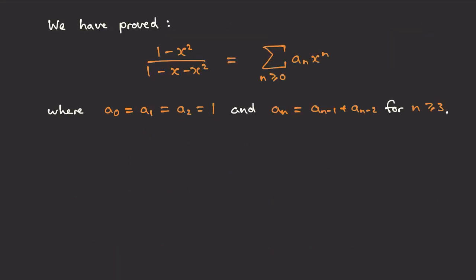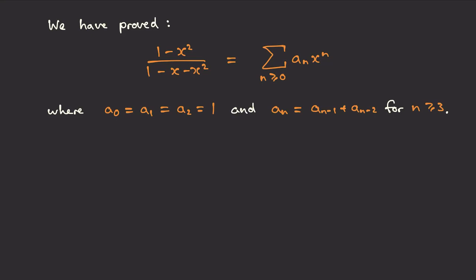What we've proved is that (1 - x^2)/(1 - x - x^2) is the sum of a_n x^n, where the sequence a_n is determined by the first three terms being 1 and each term after the first three being the sum of the two previous ones. Have I really told you what all the coefficients are here? I would say that that's a matter of perspective. I've told you an explicit way to compute any coefficient you like, but I haven't exactly given you a formula.